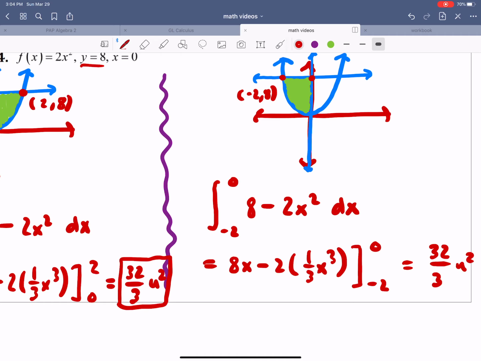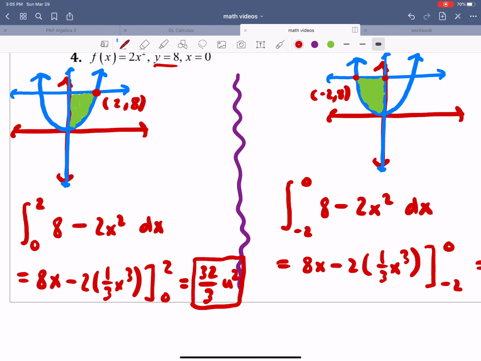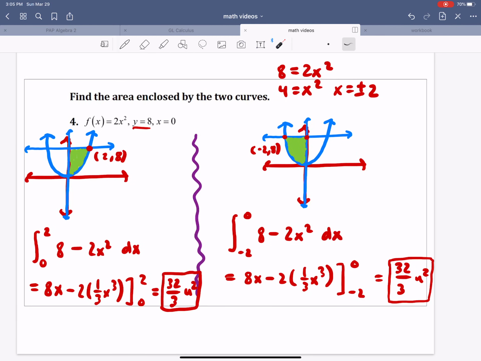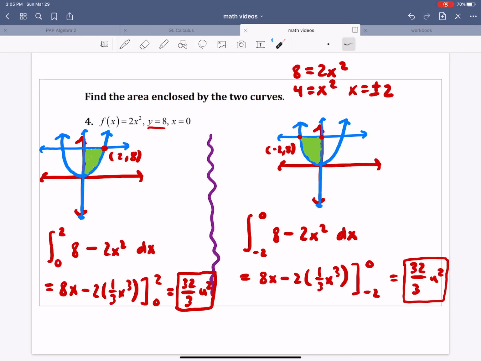Should not be surprised, especially you that are savvy. You should see that we actually get the exact same area, which we should not be surprised because those two sections are symmetrical across the y-axis. So we shouldn't be surprised that this area is the same as this one. 32 thirds units squared.